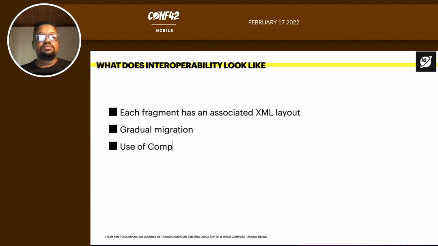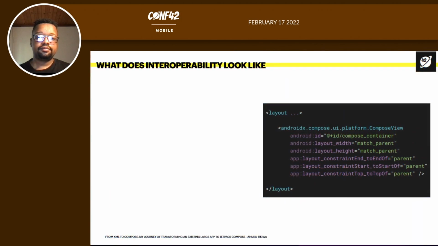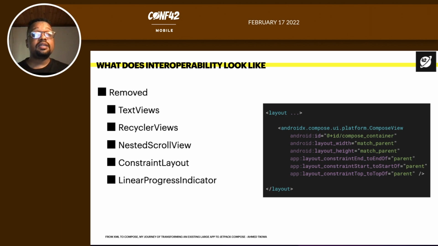Then Compose view makes it possible to introduce Compose UI into an existing XML layout. The Compose view acts as a container to host the Compose UI content, thus making it possible for Android views to coexist with Compose UI in the same XML file. So in my view, or views rather, I removed all the Android views, which are the text views, recycler views, nested scroll view, constraint layout, and linear progress indicator, and replaced them with Compose view.